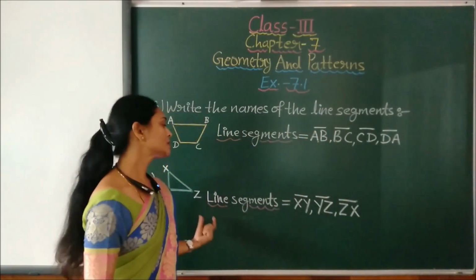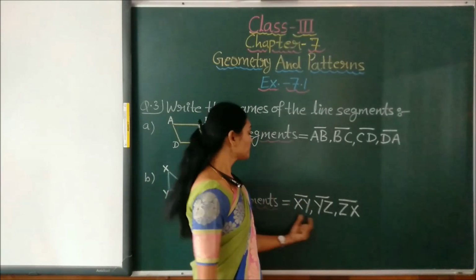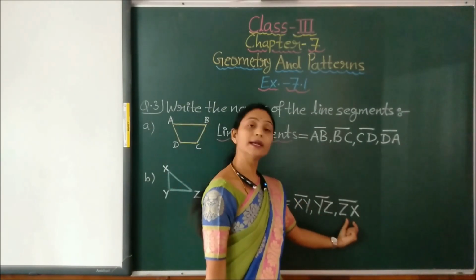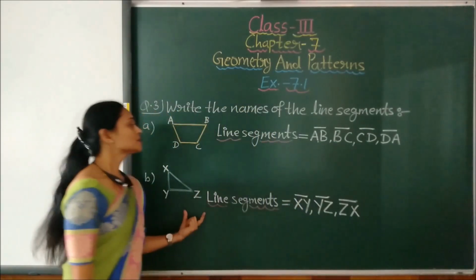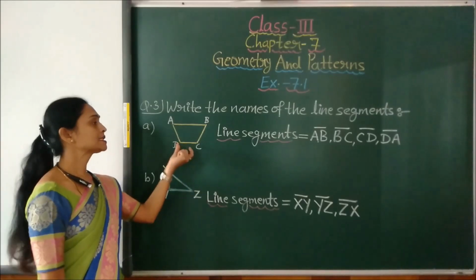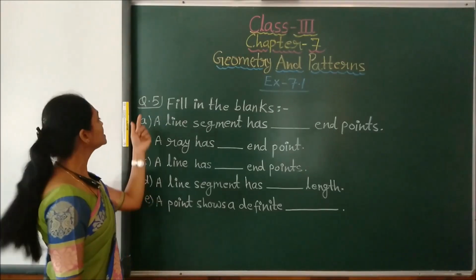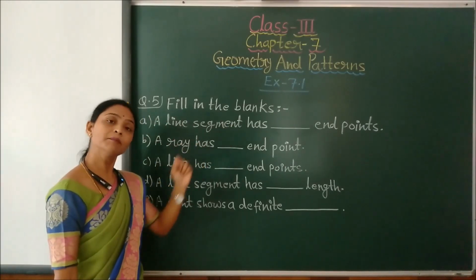Yes, so this way here also we got the names of the line segments XY, YZ and ZX. Okay, so you may write the names of the line segments like this, taking two alphabets together. Yes, so let's solve question number 5, fill in the blanks.